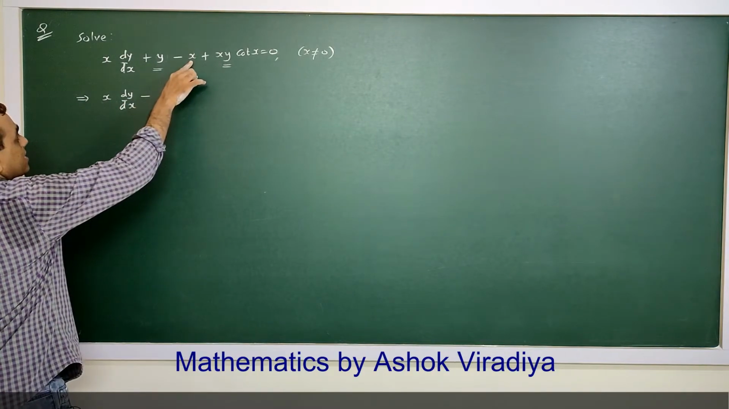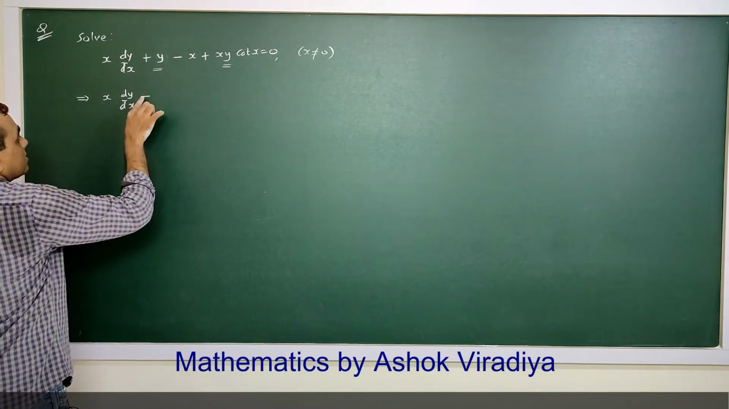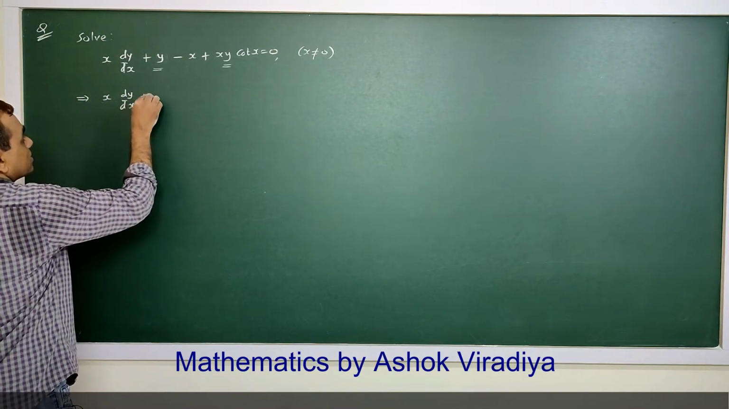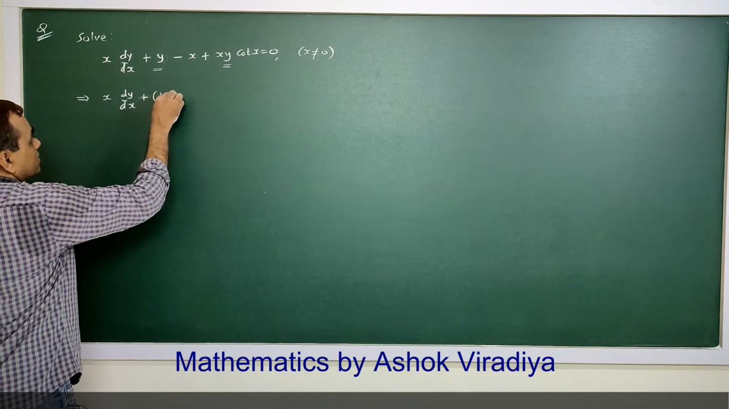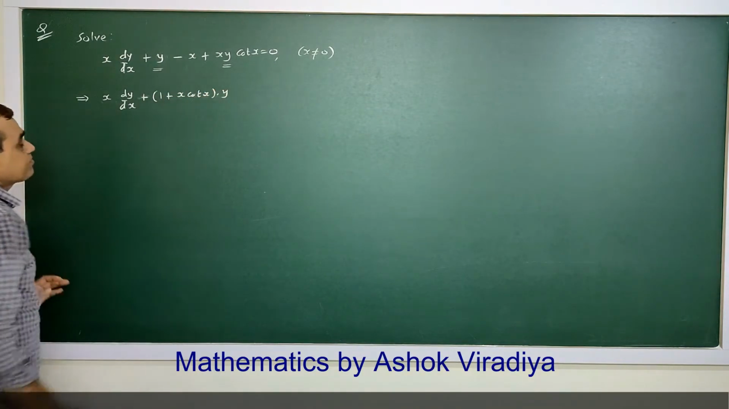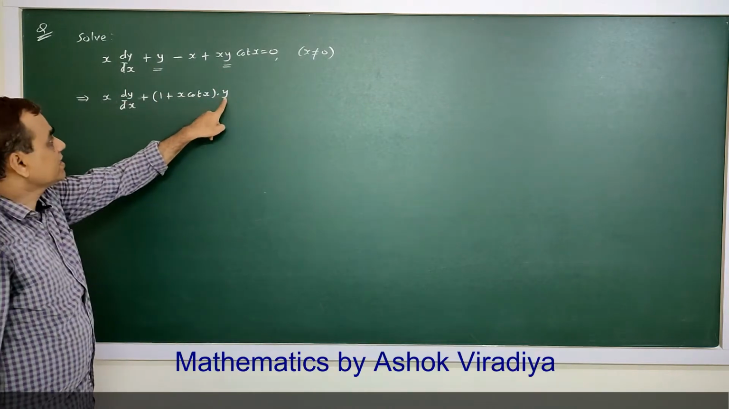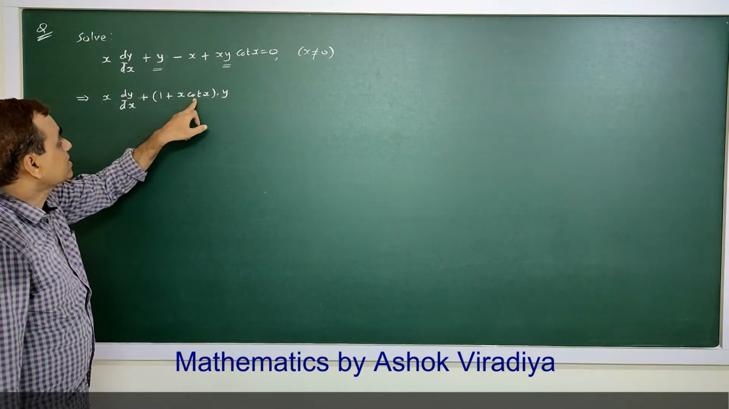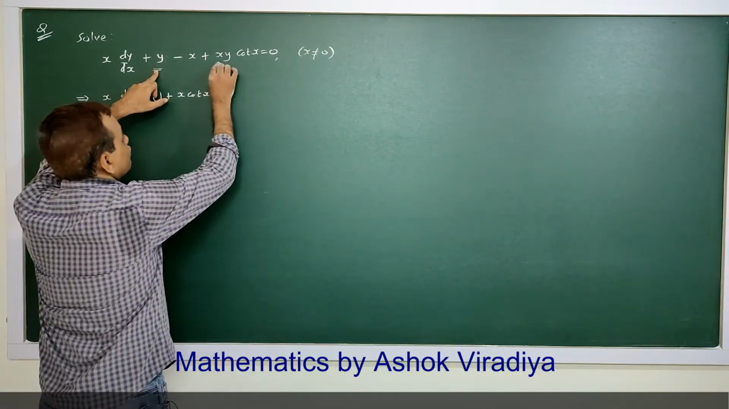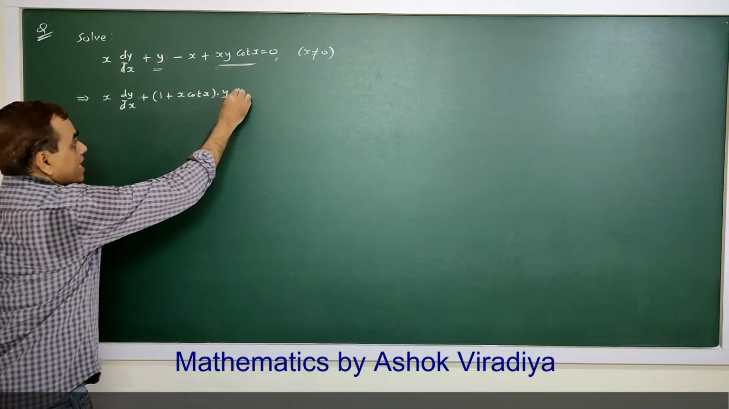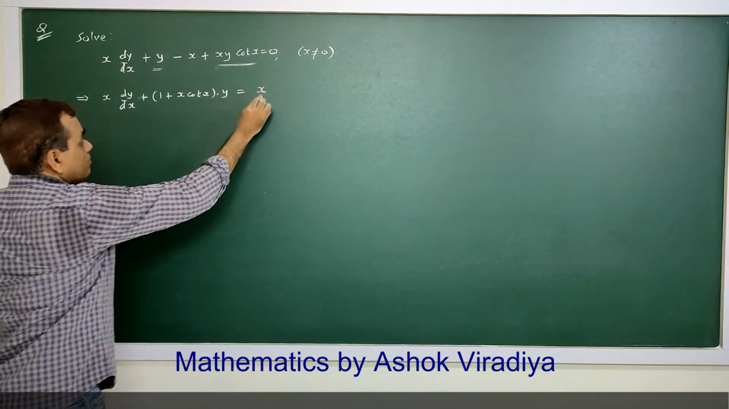minus x, from these numbers I am taking y common, so plus 1 plus x cot x into y. See, 1y plus xy cot x. So from these two terms y is taken common, and this minus x I am shifting to the other side, so plus x.